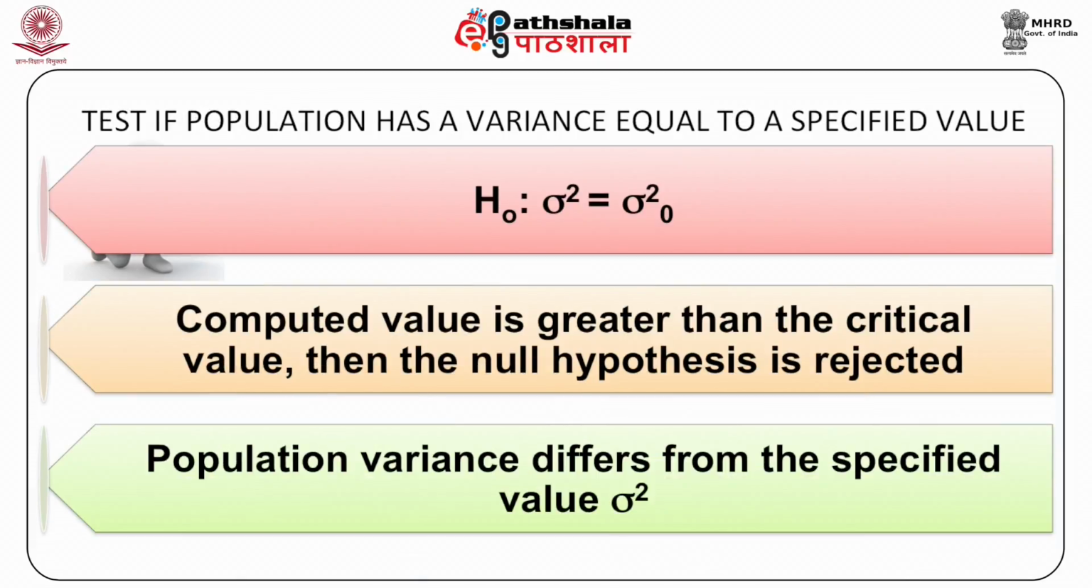Null hypothesis H0 is that sigma squared is equal to sigma 0 squared, which is the value of the variance under the null hypothesis. If the computed value is greater than the critical value, then the null hypothesis is rejected at the chosen level of significance. It implies that the population variance differs from the specified value sigma squared.